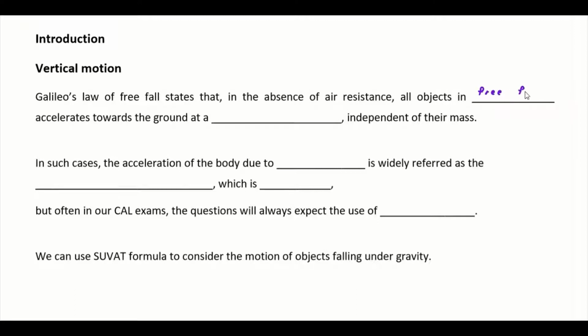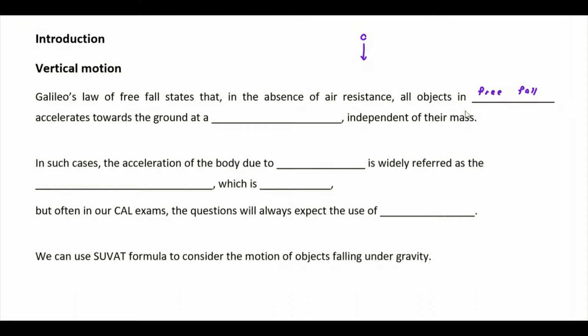Let me try to explain this term a bit. Free fall basically refers to the motion of an object that is falling down, and the only force that acts on this object is gravity. It's not about someone pushing it, it's not about the wind blowing and so on. The only force that is going to affect the motion of the object is gravity. So you can see the words, in the absence of air resistance.